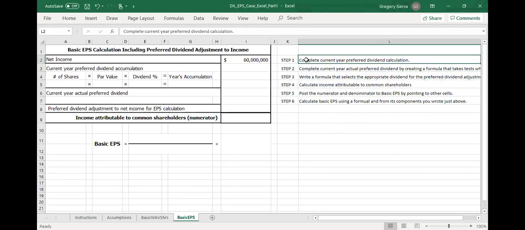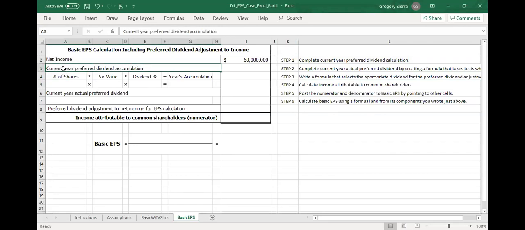Complete the current year preferred dividend calculation. So the accumulation is the maximum amount that they can get. It's the number of shares times the par value times the dividend percent. The par value times the dividend percent tells you how much per share, and then you multiply that times the number of shares, and then you get the year's accumulation. So the current year's maximum possible dividend. Doesn't mean they got it. It just means this is the most they can get. So we're going to calculate that.